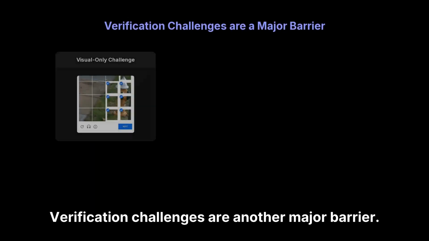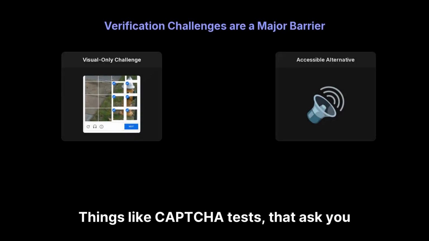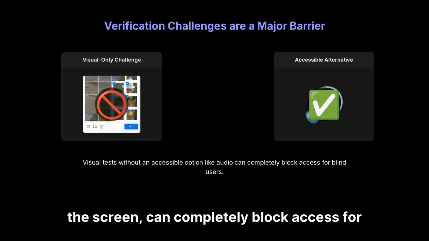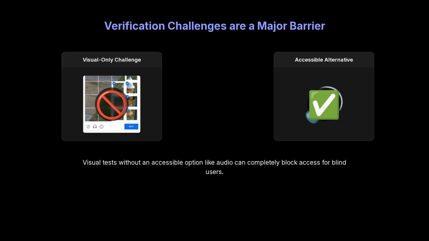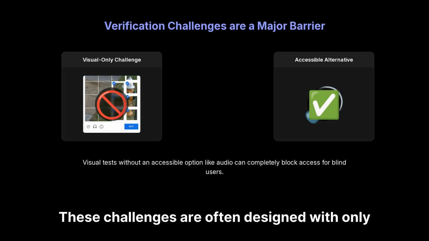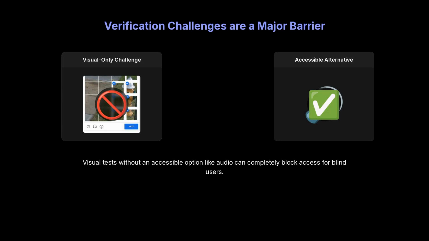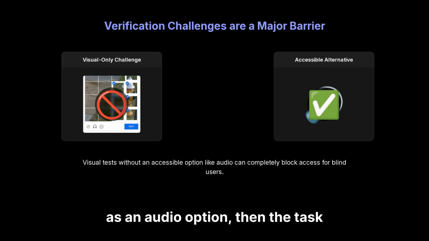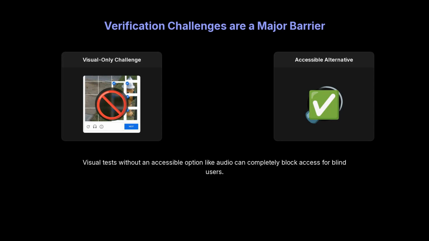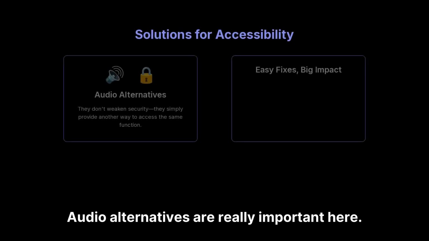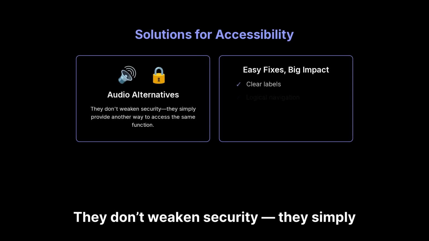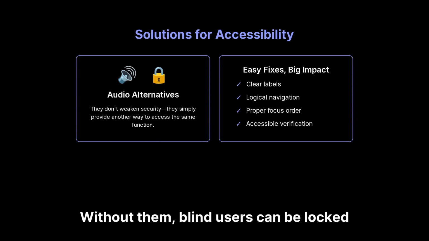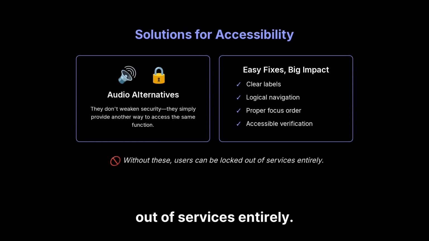Verification challenges are another major barrier. Things like CAPTCHA tests that ask you to select images or identify objects on the screen can completely block access for blind users. These challenges are often designed with only visual users in mind. If there isn't an accessible alternative, such as an audio option, then the task can't be completed independently. Audio alternatives are really important here. They don't weaken security, they simply provide another way to access the same function. Without them, blind users can be locked out of services entirely.